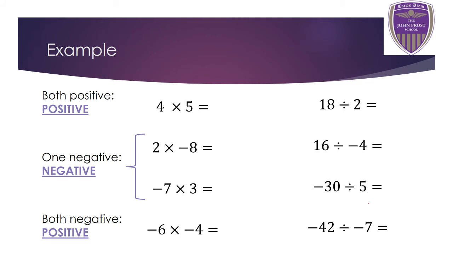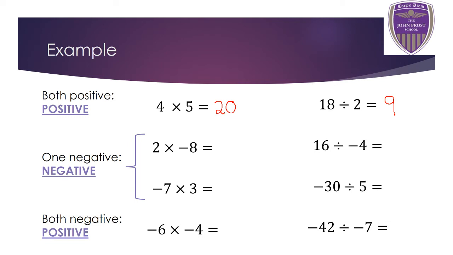So we'll start with the ones at the top. So 4 times 5, well, they're both positive. So my answer is simply positive 20. Easy peasy. 18 divided by 2, they're both positive. 18 divided by 2 is 9. Because both the numbers in the question are positive, your answers are also going to be positive. Easy peasy. Second one now.